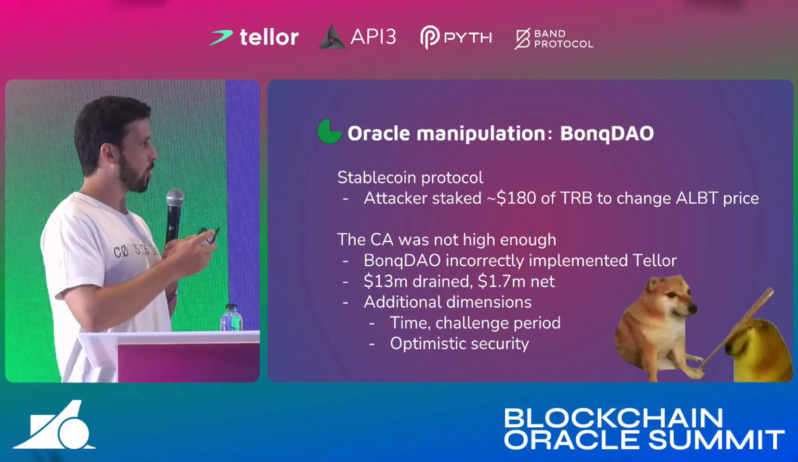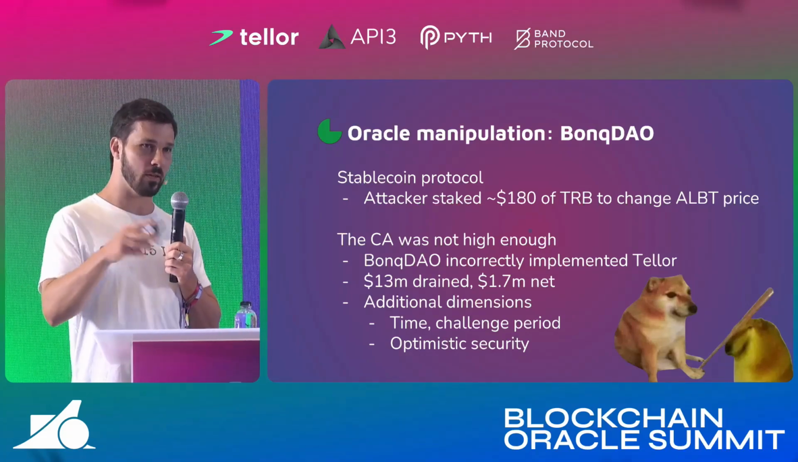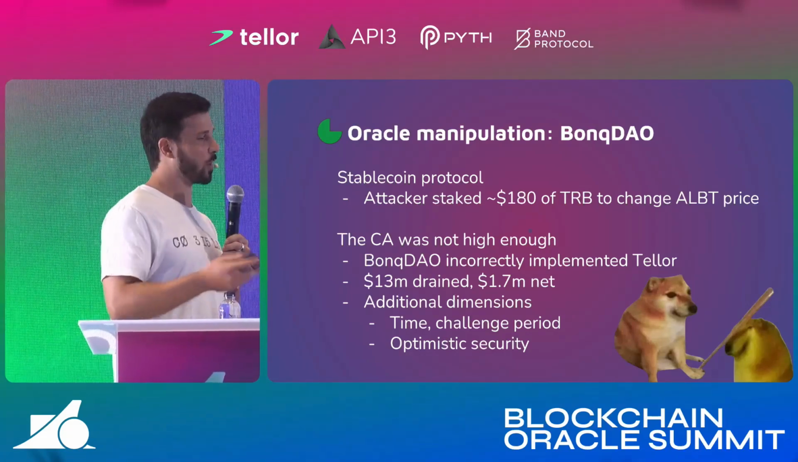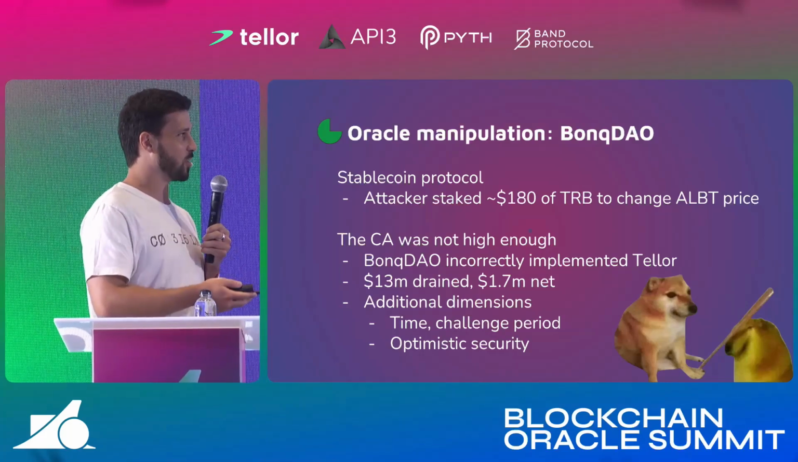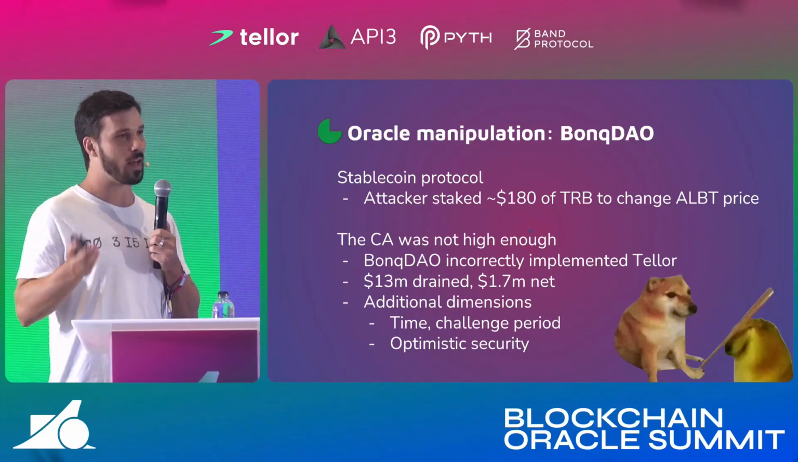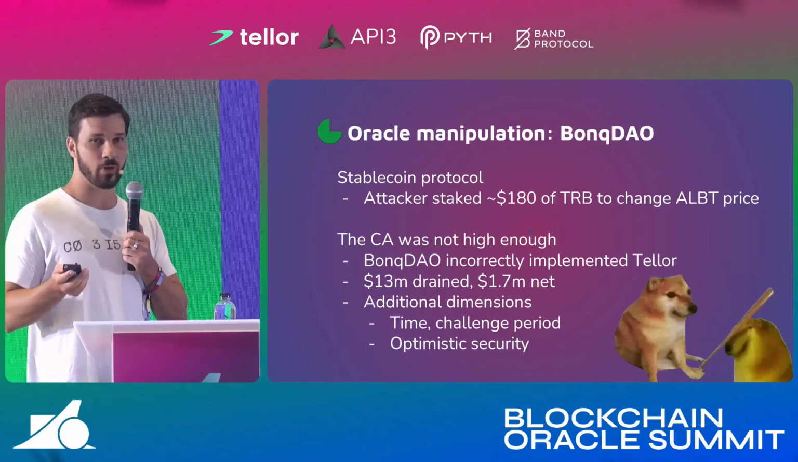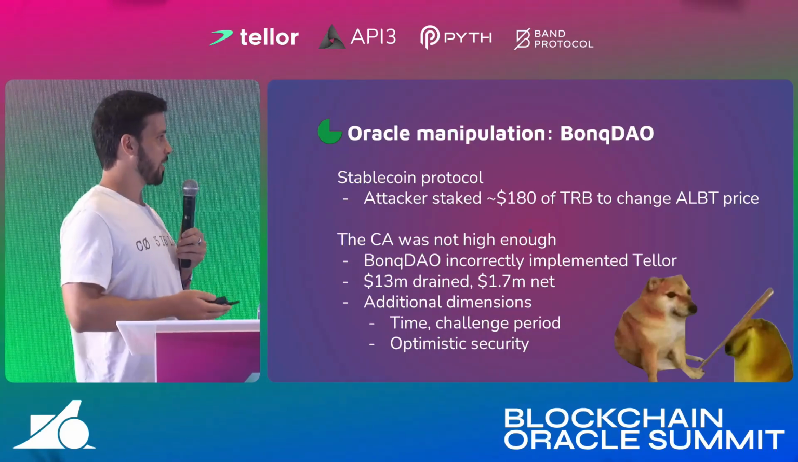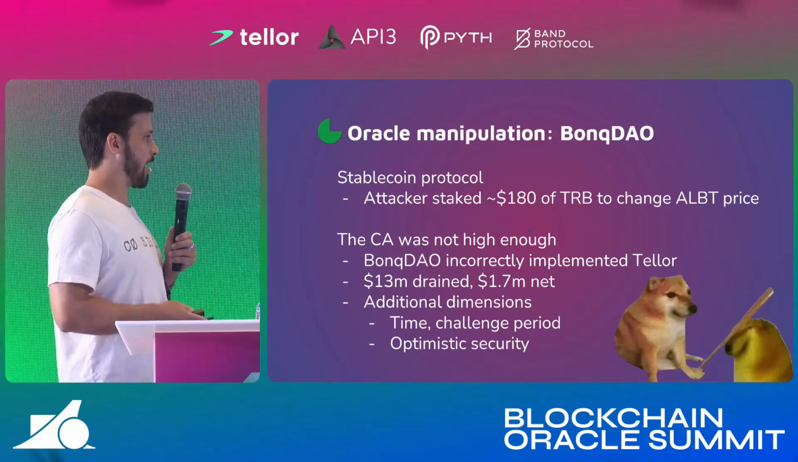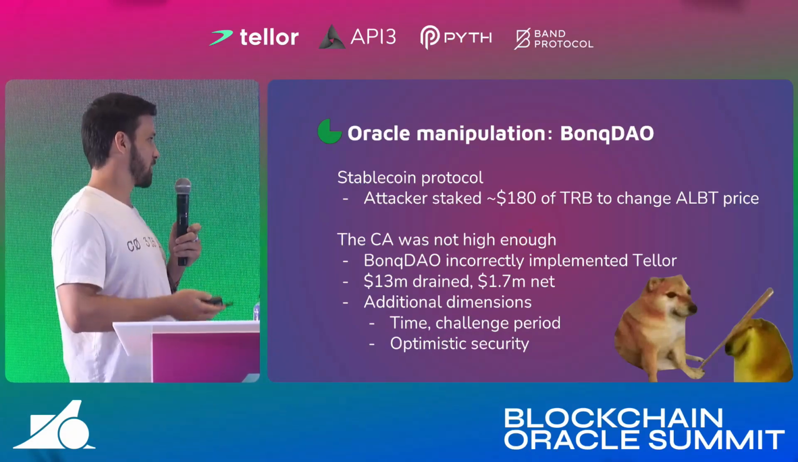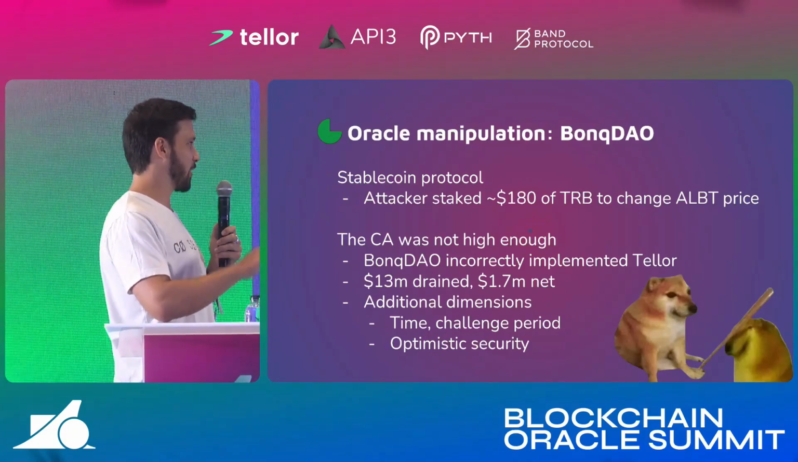The protocol lost something like 13 million. There was some contagion there with the assets, and the attacker netted $1.7 million just for a $180 investment. So this is one of my favorite economic vulnerabilities that's happened in the past. Also the name, just the memes, it all tied together really well.